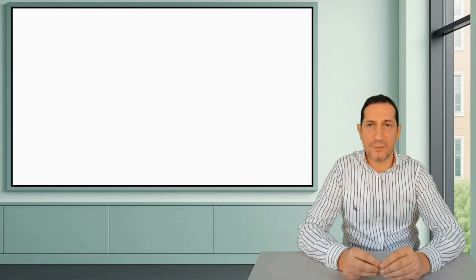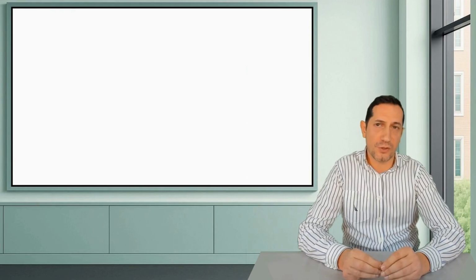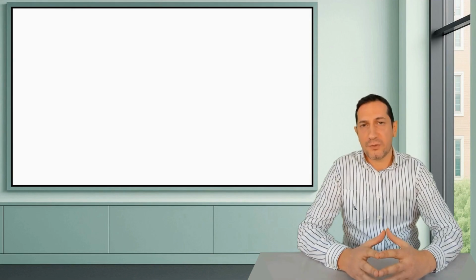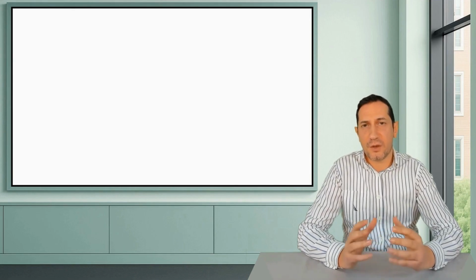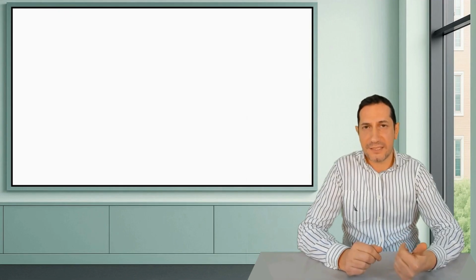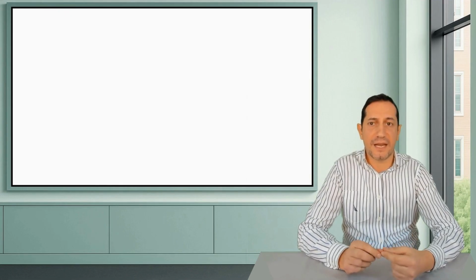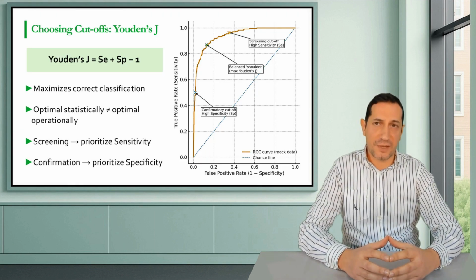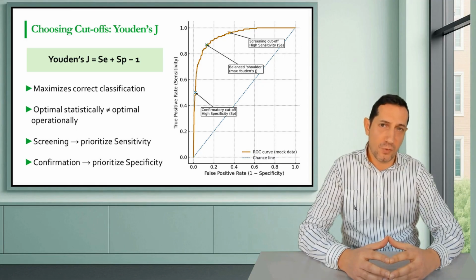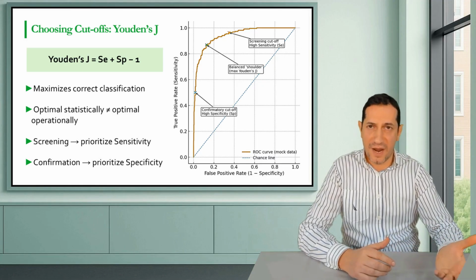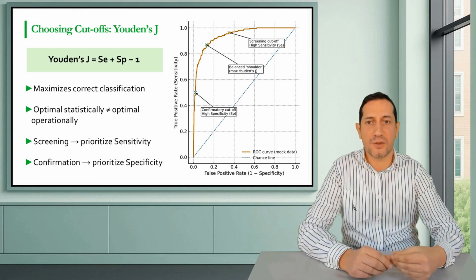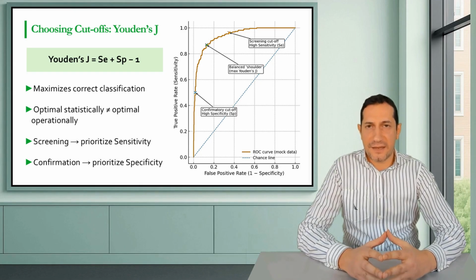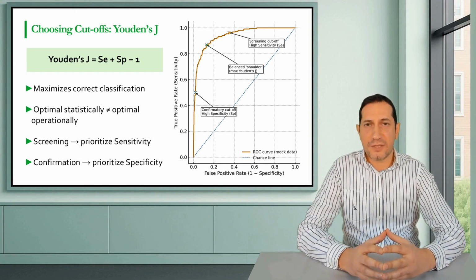In screening programs, missing infected animals may be more costly than generating false positives, favoring cutoffs with higher sensitivity. Conversely, confirmatory testing prioritizes specificity to minimize unnecessary interventions. Therefore, Youden's J should be viewed as a reference point rather than a rule. Effective cutoff selection requires integrating epidemiological objectives, disease context, resource availability, and the downstream consequences of diagnostic error.